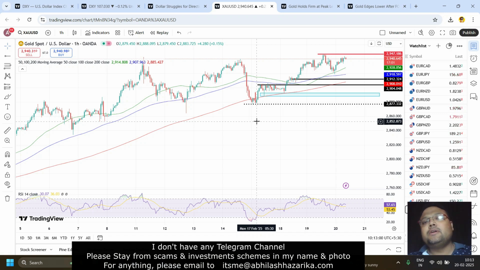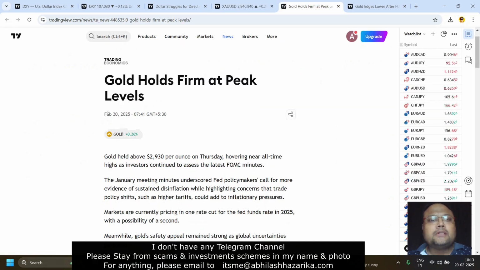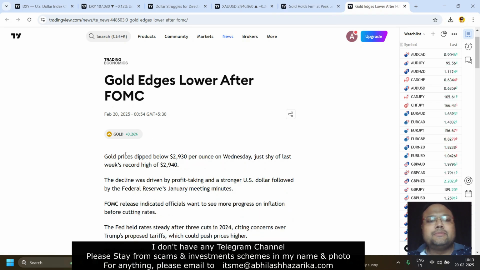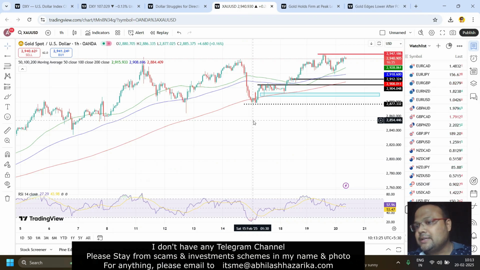During the US session, if the market sentiment changes, then obviously that's a different story, but at this moment things are still bullish. We can see gold holds firm at peak levels. Gold edges lower after FOMC. The decline was driven by profit taking and a strong US dollar, followed by the Federal Reserve's January meeting minutes. So overall, things have not changed much. Though there was some profit booking after FOMC, we can clearly see gold is continuing the upside.